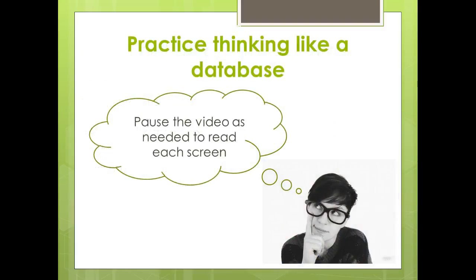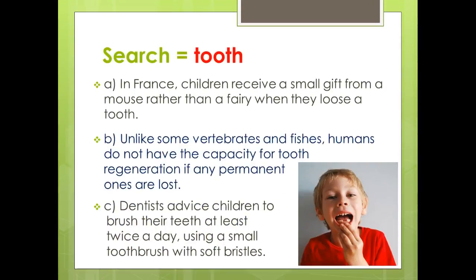Let's look at a few examples of this matching game in action. The more you can think like a database, the better you'll be able to manipulate it and have more successful searching. So pause the video as you need to in order to read each screen and get the most out of each exercise. If you were to type in as a keyword the word tooth, looking at A, B, and C, which one or ones of these options would be an exact match to a keyword search on the word tooth?